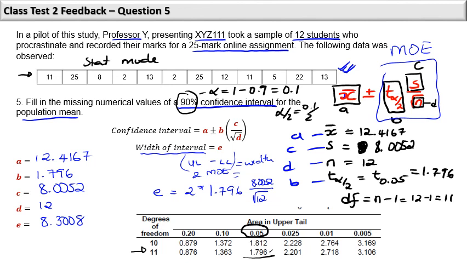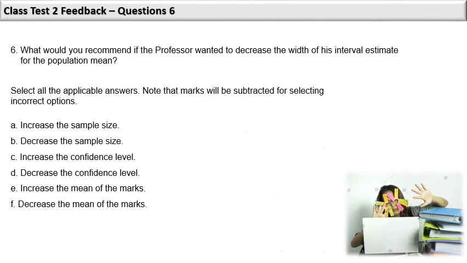Again, for this question, you will agree with me, to be able to understand this question, you will need to go back to thinking, which formula am I using? I hope you're happy with that. Now, for the next question, it's a very important theoretical question that we are asked here. They are saying, what would you recommend if the professor wanted to decrease the width of his interval? So he wants to decrease the width of his interval.